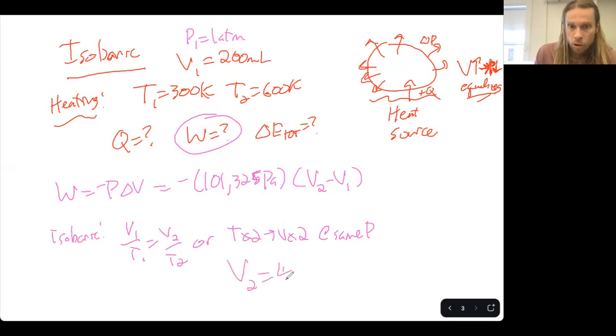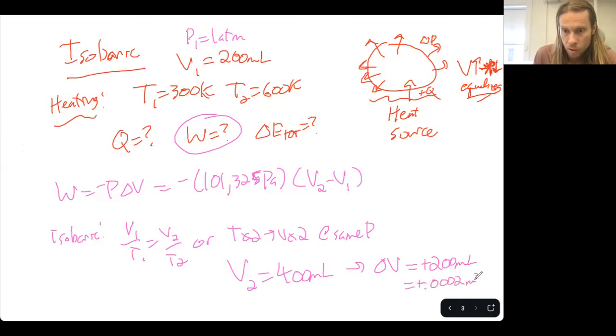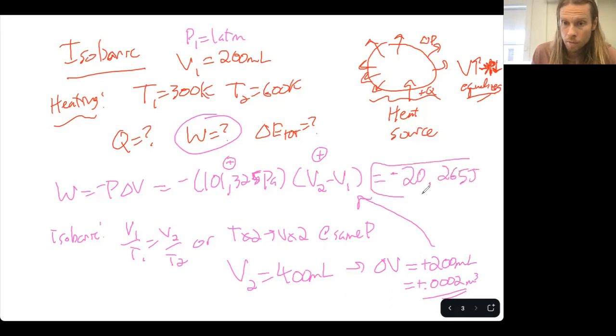So V2 is 400 milliliters, which means that delta V is what? Well, it went up. So it went positive 200 milliliters, which is positive 0.0002 cubic meters, because we divide by a million to convert to cubic meters. So that's what this is right here. And I get that delta V is positive. Pressure, of course, is positive. So I get a negative value of negative 20.265 joules of work done.